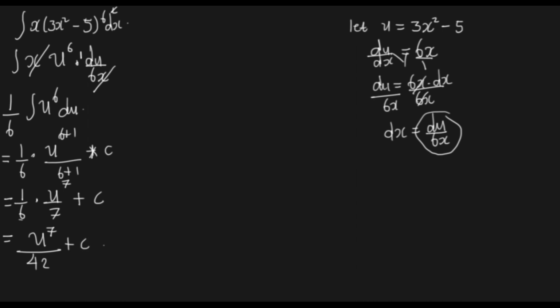Plus c. Now, after we are done with integrating, where there is u, we are going to substitute with the function for u. So we now say 3x squared minus 5 raised to the power 7 divided by 42 plus c. So this is how we integrate with the format of u substitution.